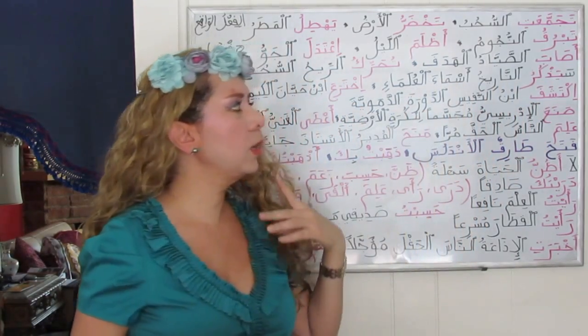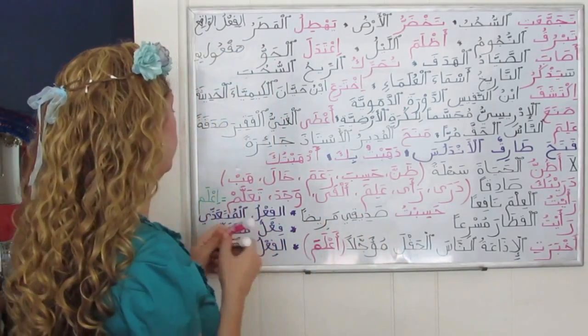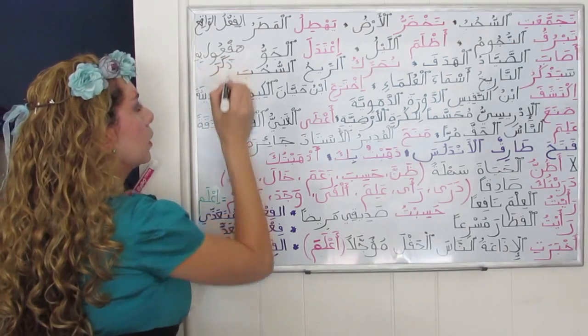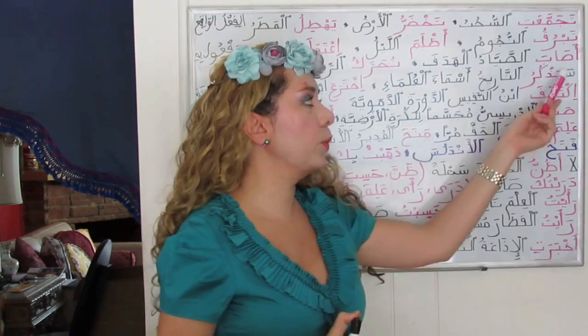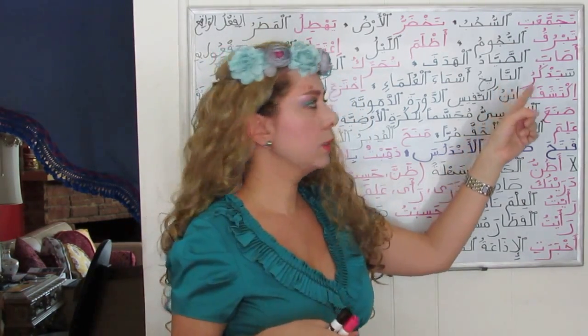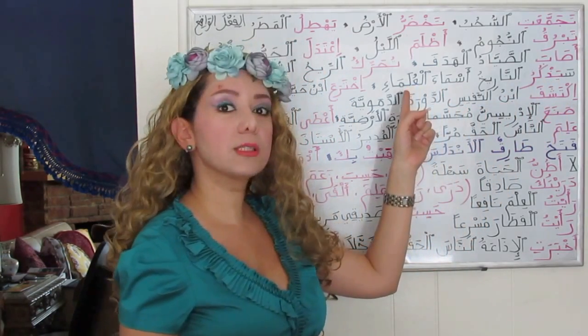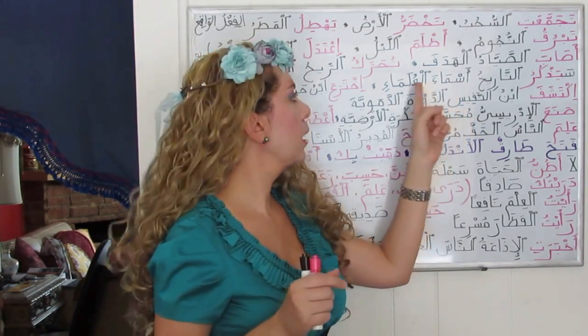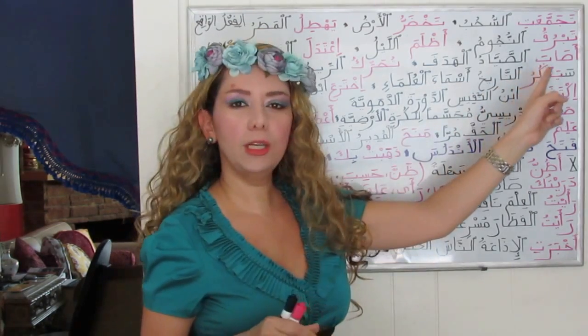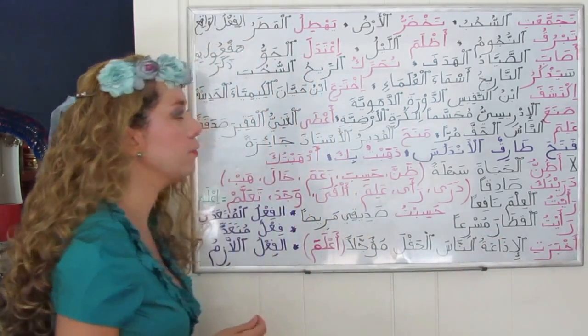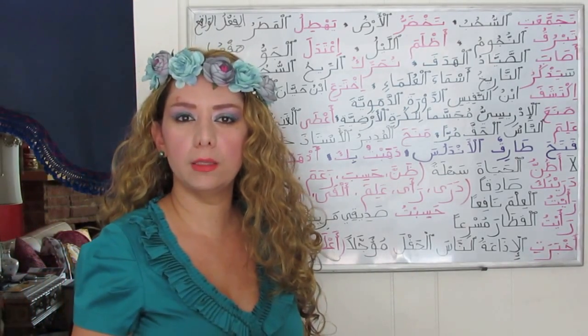Sayadhkuru at-tarikhu asma'a al-ulama'i. Dhakara, to mention. When you prefix the conjugated verb with sa, you turn it to the future tense, the easiest tense to learn in Arabic. So yadhkuru, he mentions, or he is mentioning. Sayadhkuru, he will mention. At-tarikhu, history, will mention the names of the scientists. Asma'a, names. Al-ulama', scientists. Of course, we have to admire all of them because they do a lot for humanity.